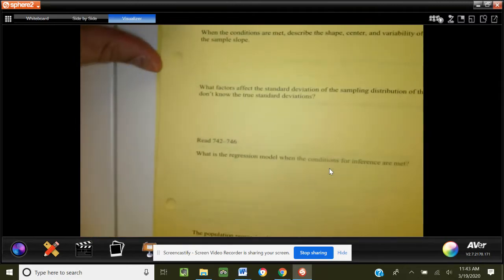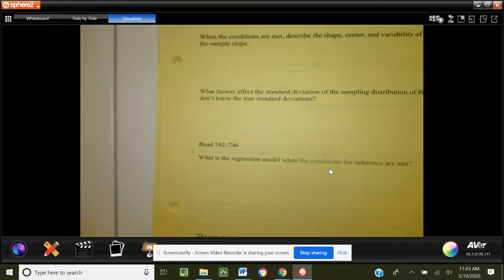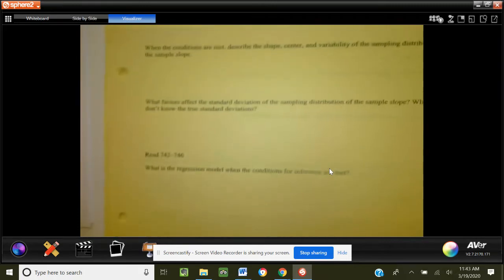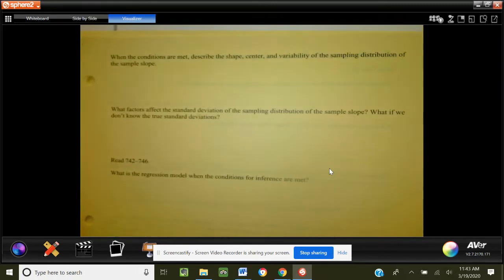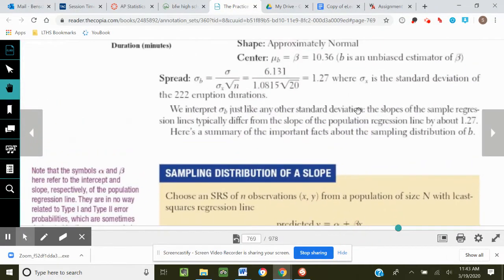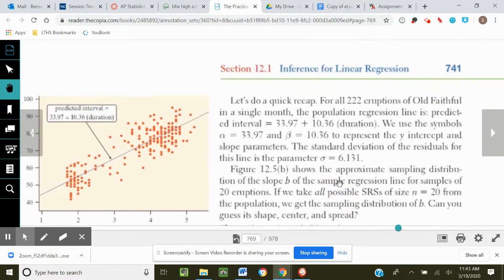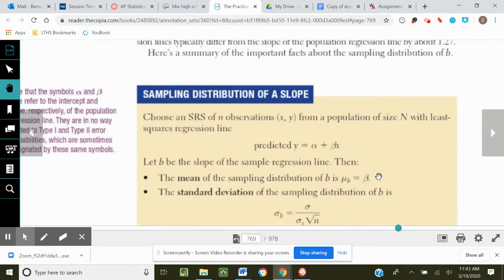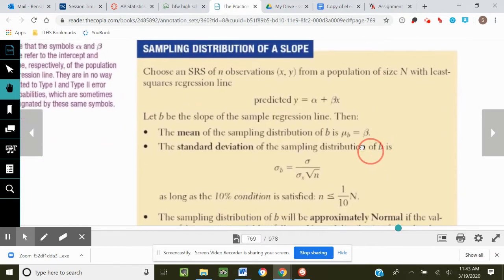Okay. So when conditions are met, describe the shape, center, and variability of the sampling distribution of the sample slope. For that question, it's laid out pretty well here in the textbook. You switch over to that. This is on page 741. Okay. Sampling distribution of slope.